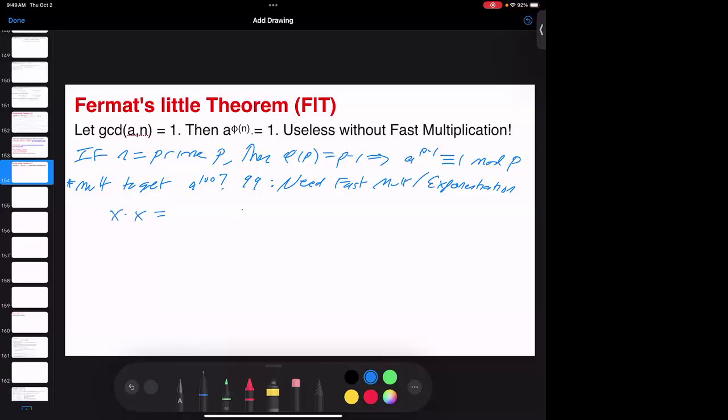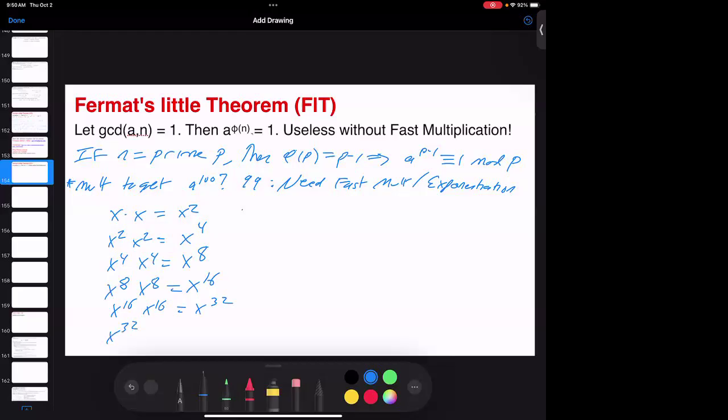What's x times x? X squared. X squared times x squared is x to the 4th. X to the 4th times x to the 4th is x to the 8th. X to the 8th times x to the 8th is x to the 16. X to the 16 times x to the 16 is x to the 32. X to the 32 times x to the 32 is x to the 64.